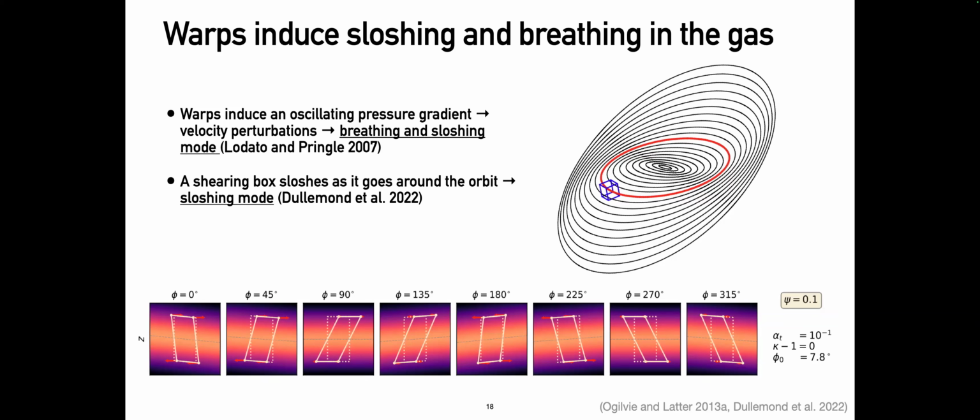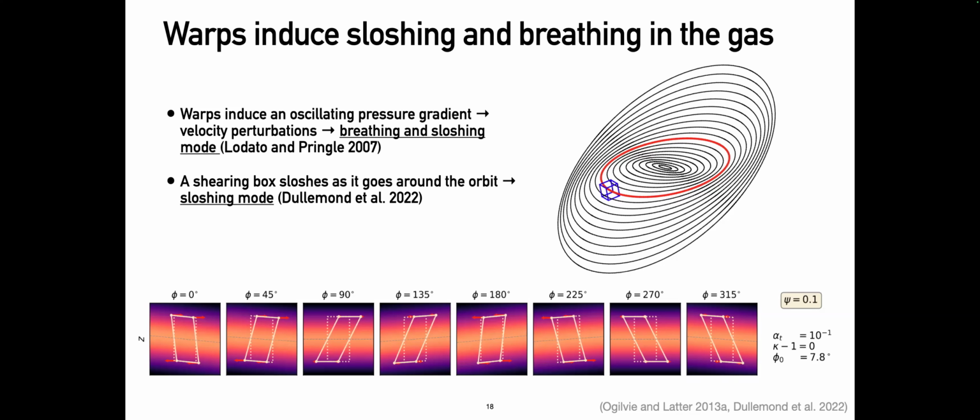What that means is that little blue box, as it's going around in the orbit in a warped disk, deforms. It deforms by both a breathing mode, which looks like this, breathing up and down, and then a sloshing mode, which looks like the box doing this side-to-side business. The sloshing mode is highlighted by this figure at the bottom here.